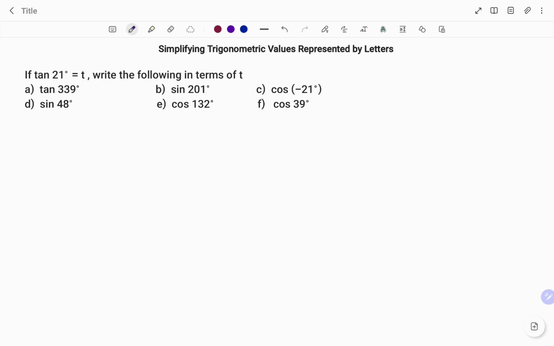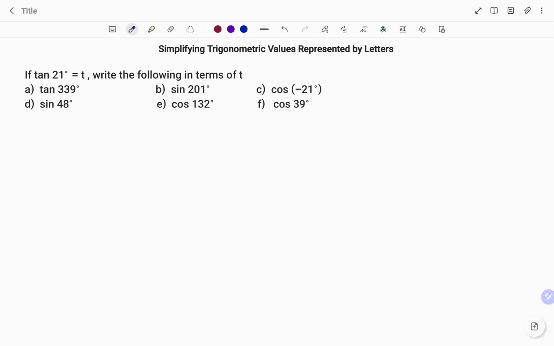When a trig value or trigonometric value is represented by a letter, other trigonometric ratios or expressions can be written in terms of the given letter by using your reduction, your cofunction, your trigonometric ratios, your compound or double angle, or basic identities. In the example given, we have tan 21 degrees equals t. Write the following in terms of t.